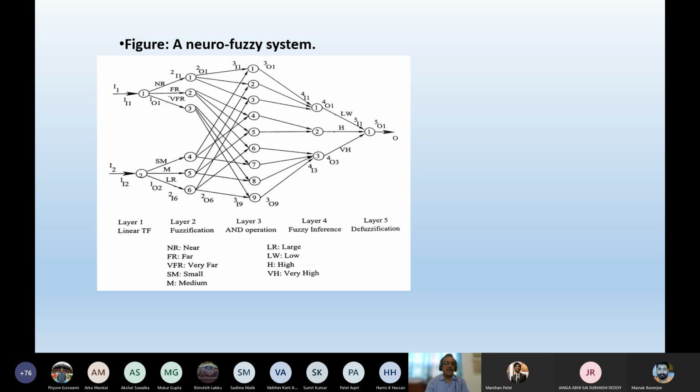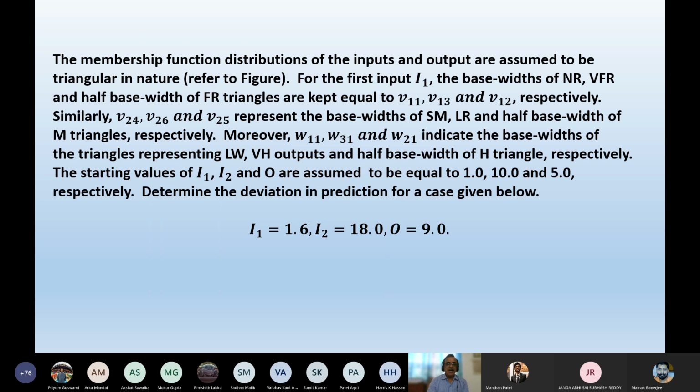Now, the remaining part of the statement: the membership function distribution of the inputs and output are assumed to be triangular in nature. You can also consider Gaussian or any other nonlinear distribution. For the first input I1, the base width of near, very far, and half base width of far triangle are kept equal to V11, V13, and V12 respectively.